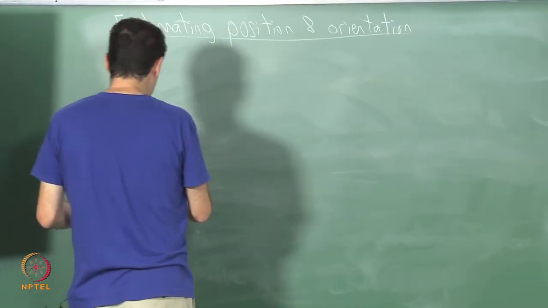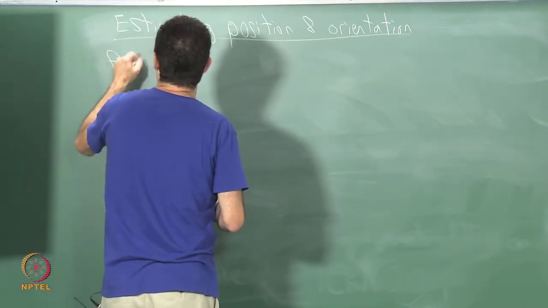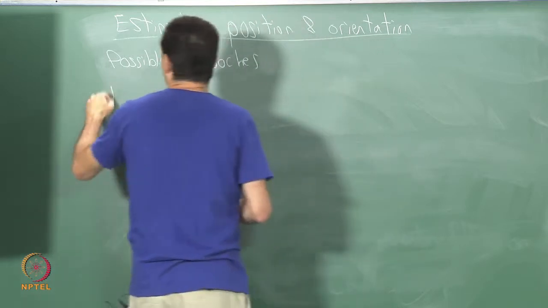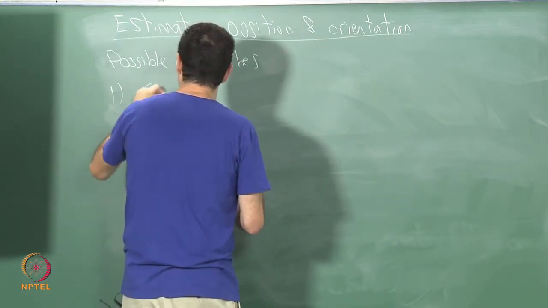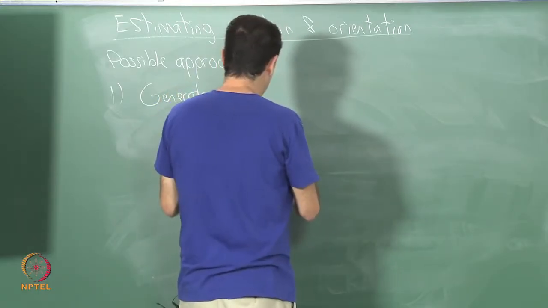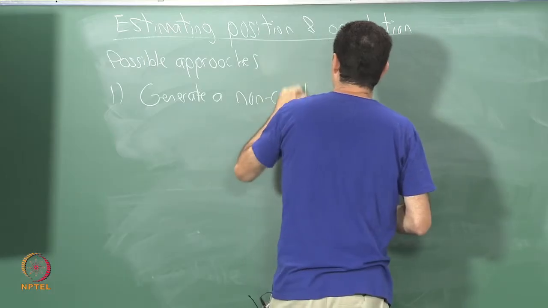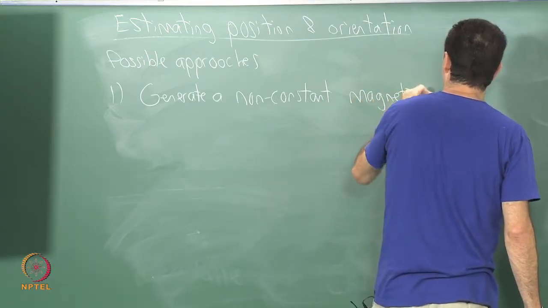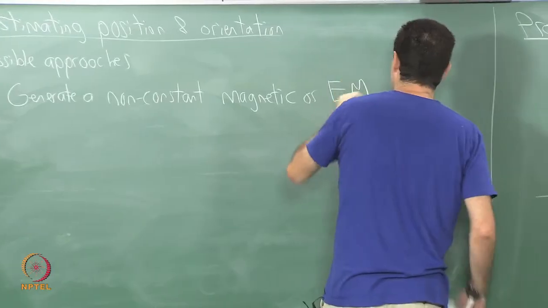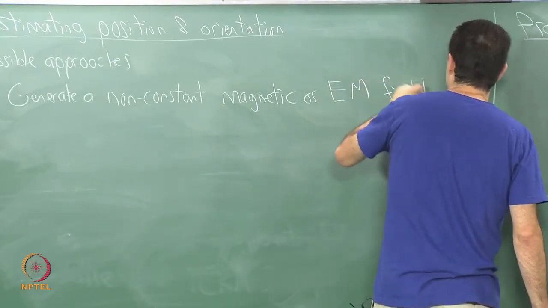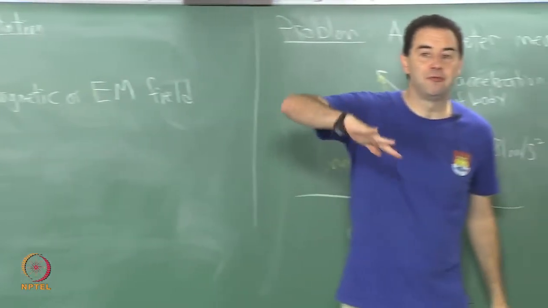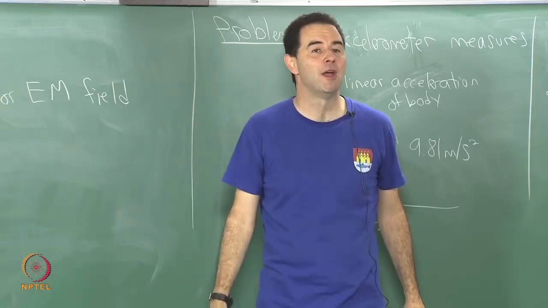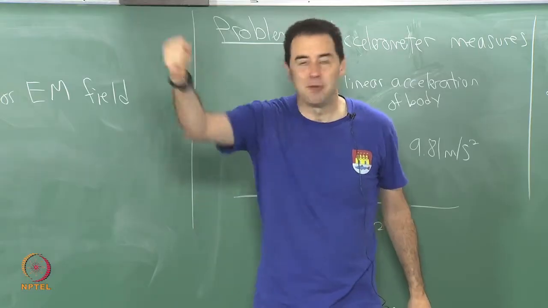All right. A couple of solutions, or possible general approaches. One is you could generate a non-constant magnetic or electromagnetic field. In other words, you may want to have some field lines that are intentionally bending, right? Or maybe you want the amplitude of the field to be intentionally changing in some way, and you've engineered a technology based on some base stations that you put around.